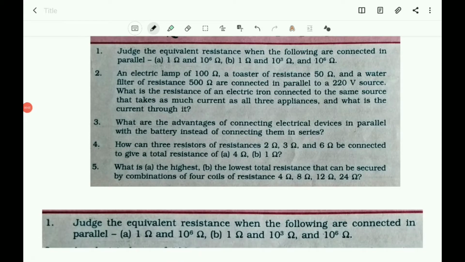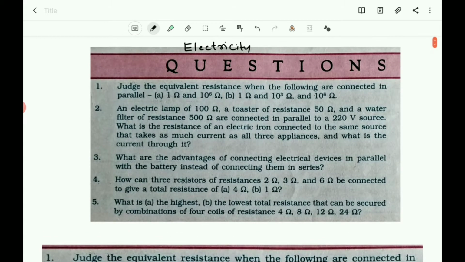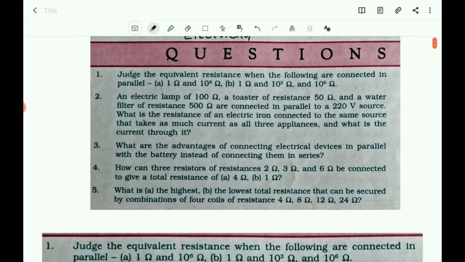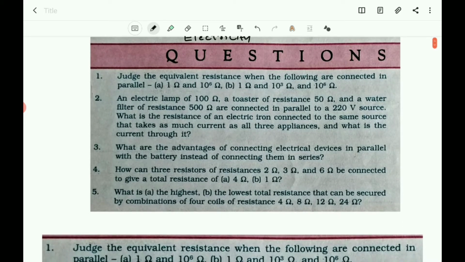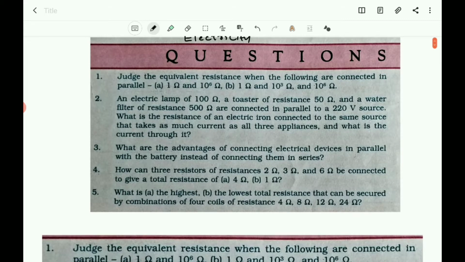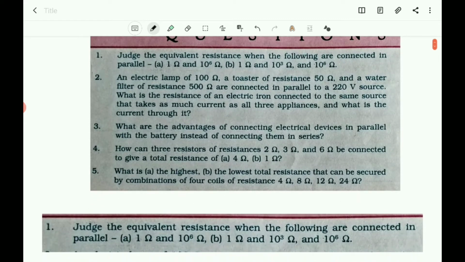Children, this is a continuation of the chapter Electricity. Here there are some questions in your textbook related to the combination of resistances, that is, the connection of resistances in parallel and series. So let us solve them one by one.